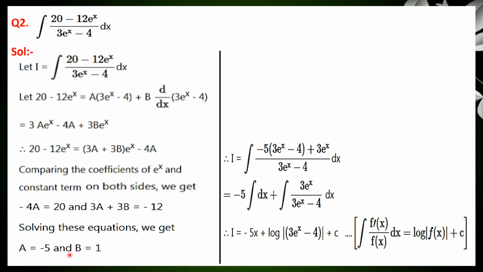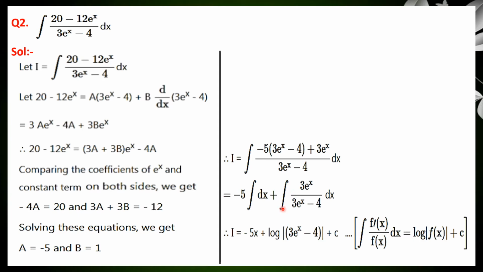Now we will substitute these values of a and b in this equation, that is, the numerator expressed in this form. So a and b we got now. The given integral I is equal to, with the new numerator, a is minus 5 into denominator plus b, that is 1, into derivative of denominator. So minus 5 is taken out and we separate the denominator for both the terms. Then minus 5 into integral dx only will remain in the first term, because 3 e raised to x minus 4 is cancelled from numerator and denominator.